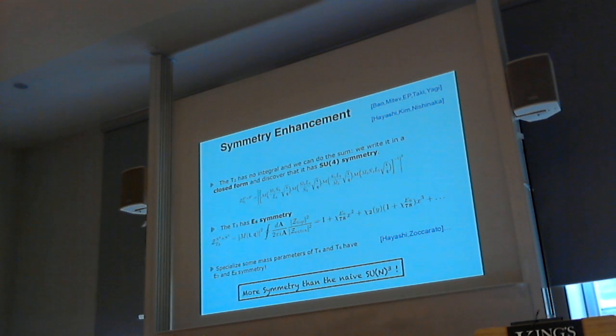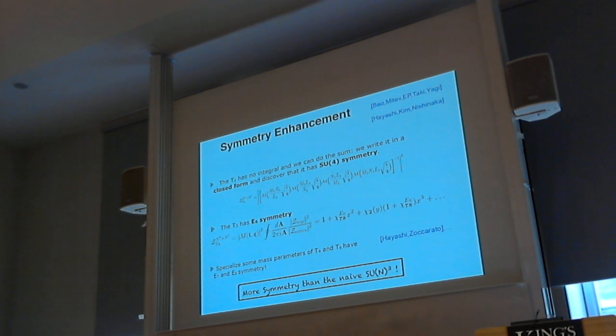Let's begin with T_n equal to 2. This theory, you have no integral to do, very nice, and you have only one sum to do, and we can do it, and we can write the answer in this beautiful closed form. Immediately by looking, you can see that there is an SU(4) symmetry, which is more than what you expected. You were expecting SU(2) to the third.